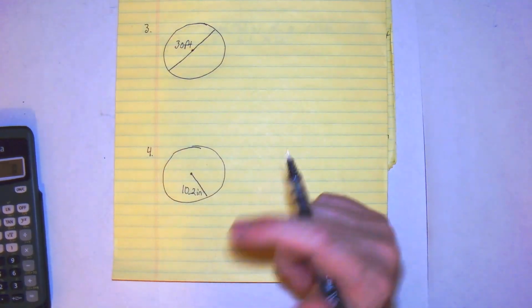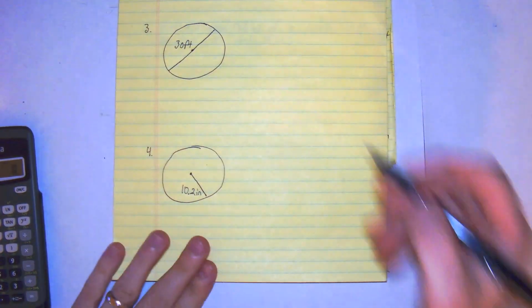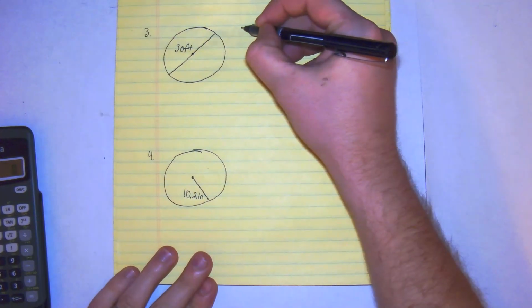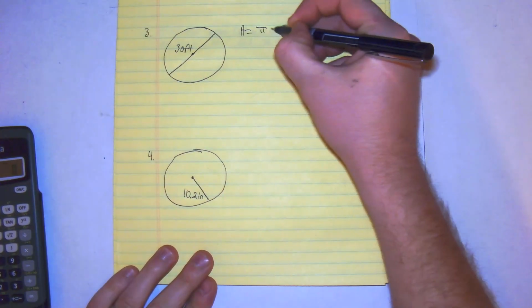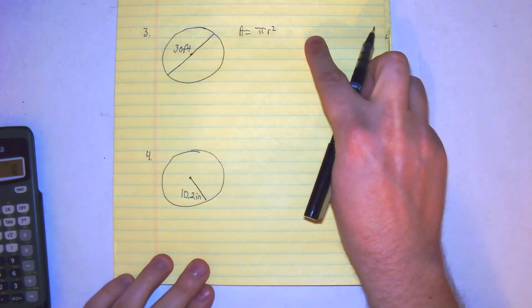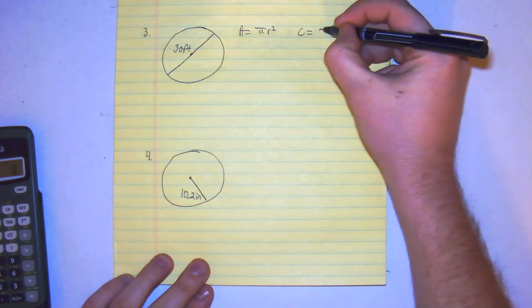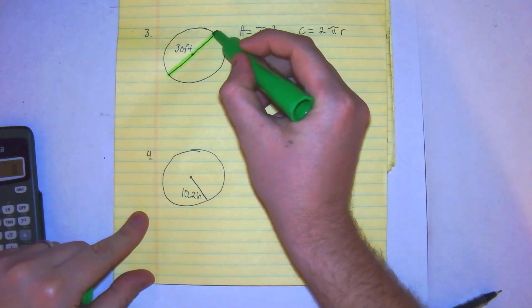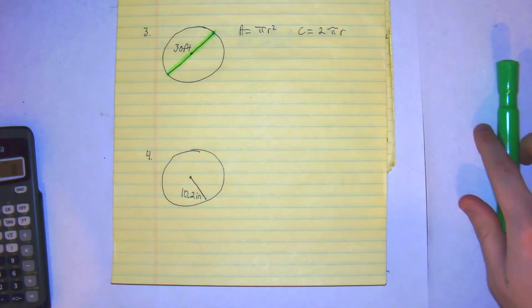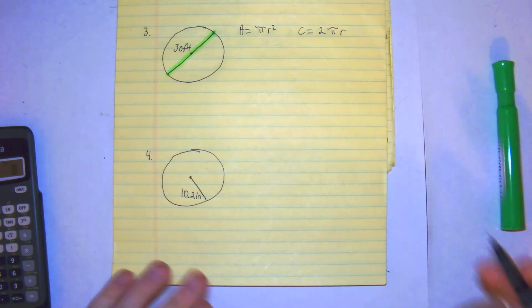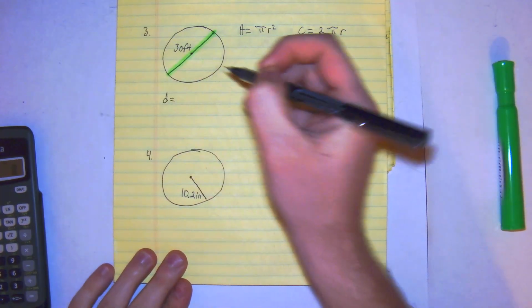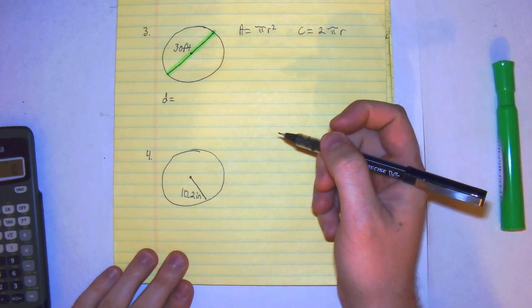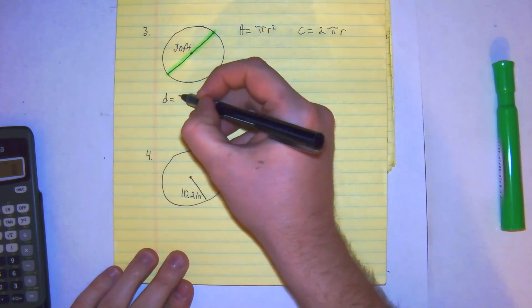Again, what we have here is the area formula, which is area is equal to pi r squared, and here C is equal to 2 pi r. What we're given in this problem is a diameter. What we need to do is cut it in half. So the way we do that, diameter is equal to 2 times the radius.